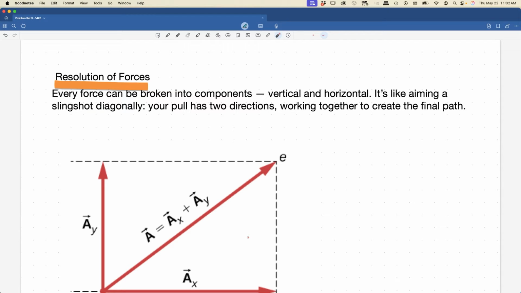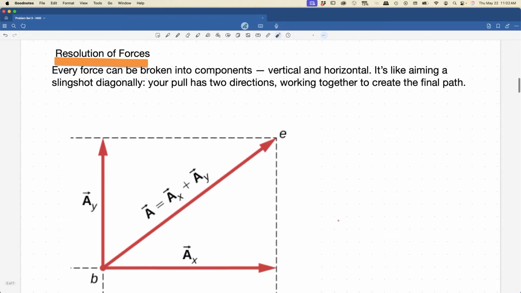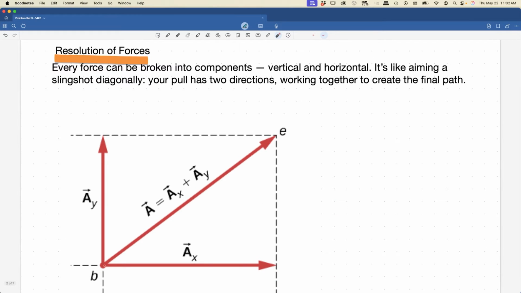A simple example is like aiming a slingshot diagonally. Now when you pull, the pull has 2 directions. One is along the x, the other is along the y, and these 2 work together to create the final path. If you look at the diagram, you see the vector A.